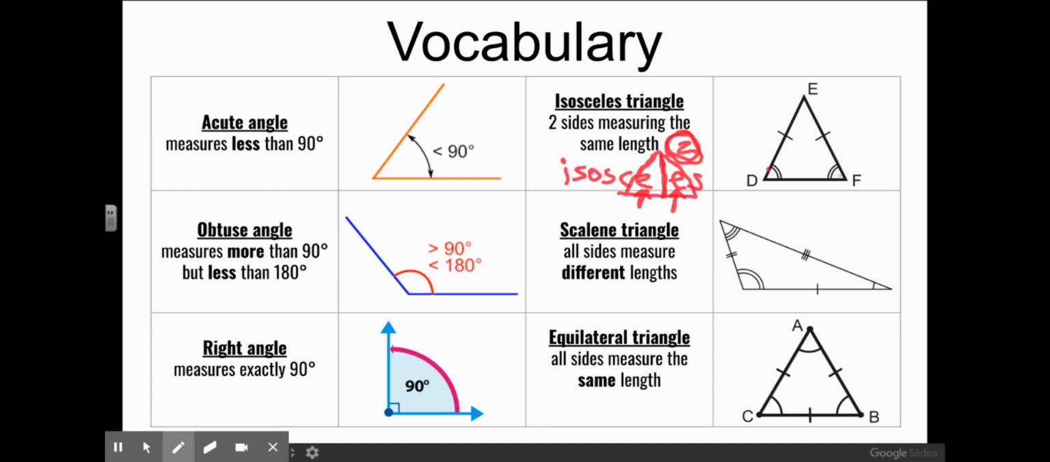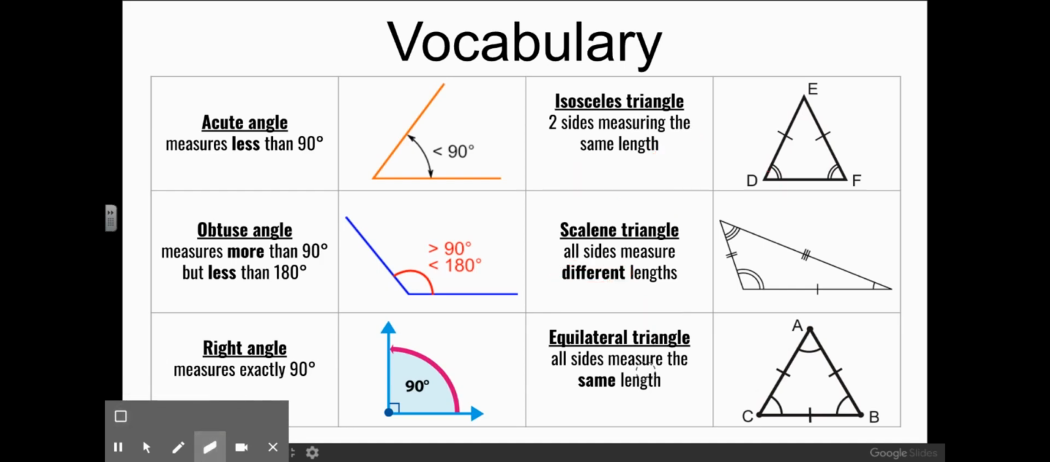Now we have scalene triangle, and that means that all sides measure different lengths. So if I were to write scalene and do the same thing I just did with my L, draw a triangle going down this way, I notice that they're different. This and this are different. Okay, that explains the different lengths. So that's a cool way of remembering isosceles and scalene if you have trouble remembering what each of those mean.